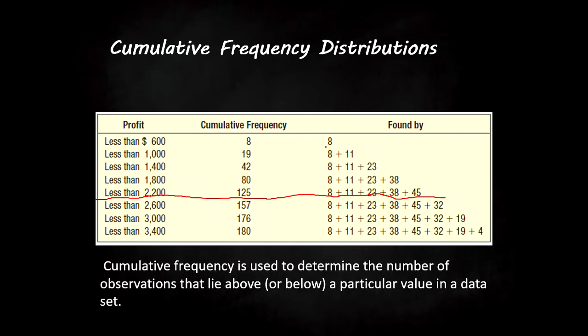The way that we got that is we added the frequency of class 1 to the frequency of class 2 to the frequency of class 3 to the frequency of class 4 to the frequency of class 5. When you add up all of these together, you get 125. If you only add up these 4, you get 80. If you add up these 3, you get 42. If you add up these 2, 19. If you just do this one, it's 8. So if I say how many are less than 600, it's going to be 8. How many are less than 2,600? It's going to be 157. How many are less than 3,400? It's going to be 180, which would be all of them.